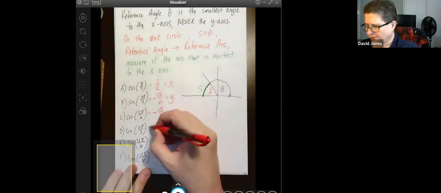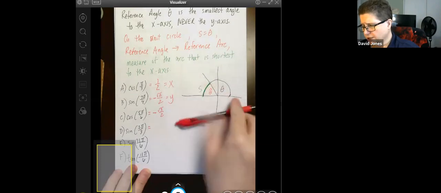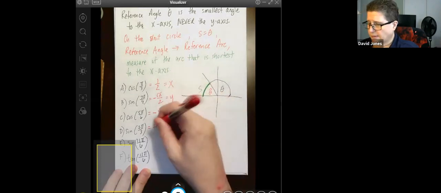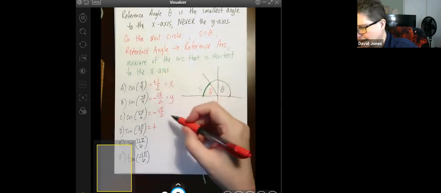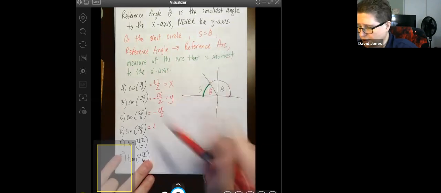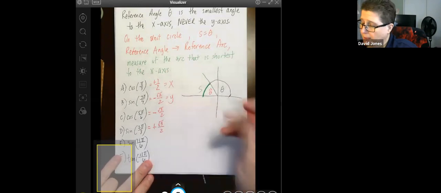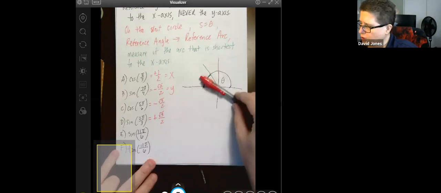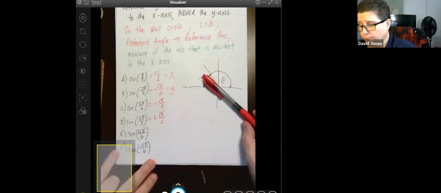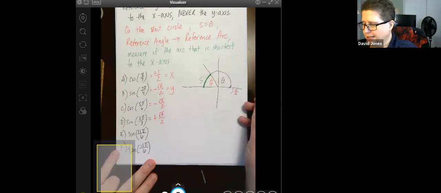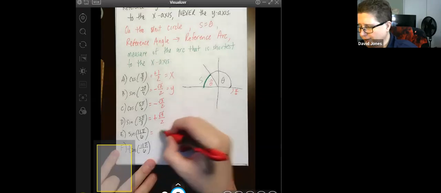Sine of 2 pi over 3, we're also in the second quadrant. Sine is positive here, and that is at the 60-degree reference angle. Sine there is root 3 over 2. 11 pi over 6 puts us in quadrant 4. The reference angle is pi over 6, or 30 degrees. Sine there is 1/2, and in quadrant 4, it's negative.